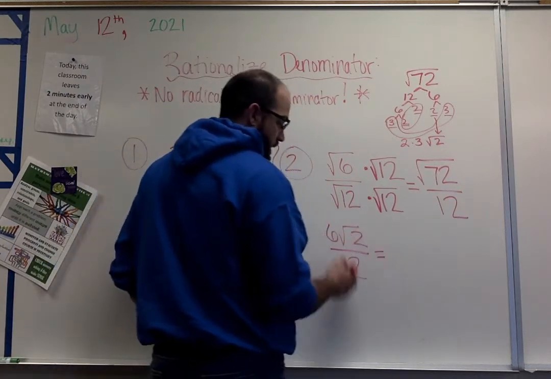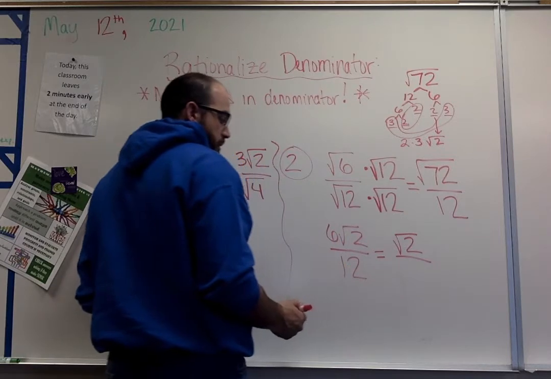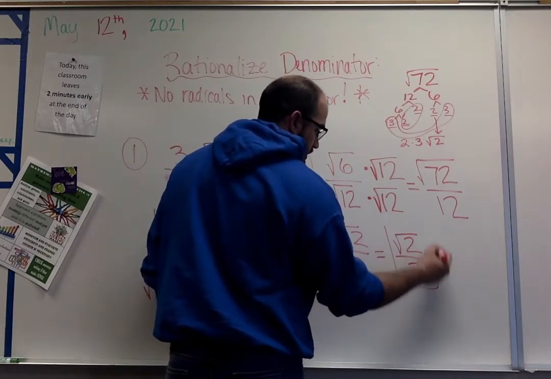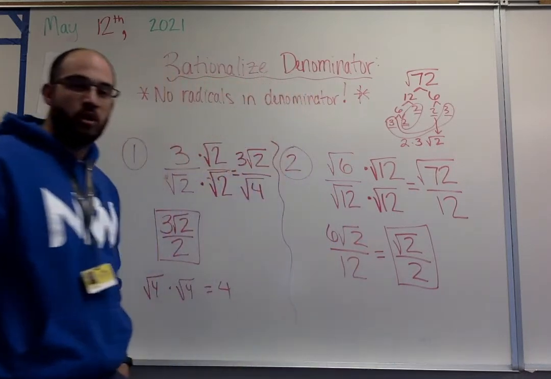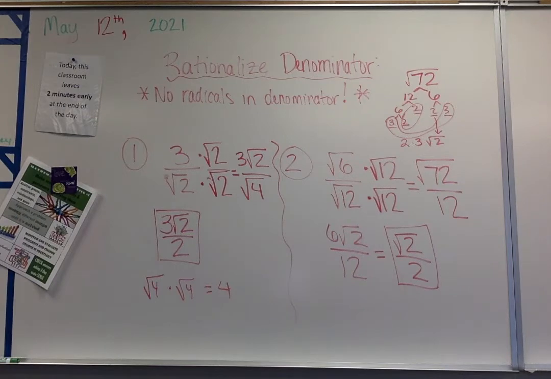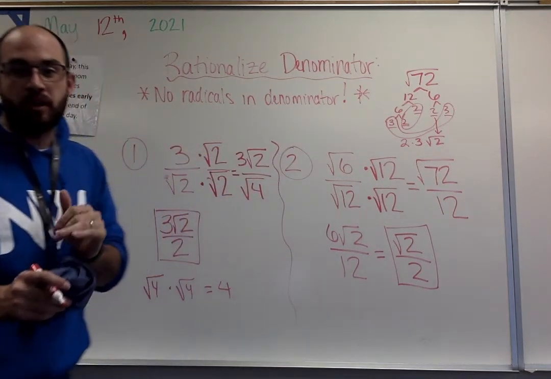So I would say 6 divided by 6 is just 1. So I'd have 1 square root of 2 on top. And then 12 divided by 6 is 2. So my answer is going to be square root of 2 over 2. Okay? Again, this is called rationalizing the denominator. The goal, like I said, is to have no radicals in the denominator at the end.